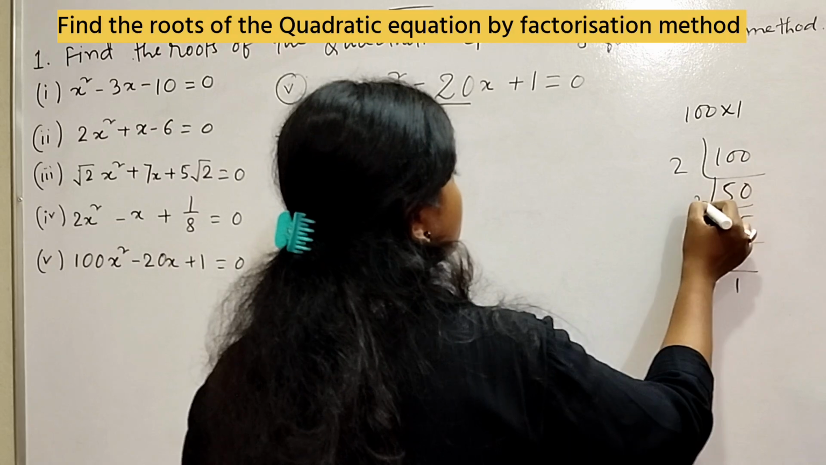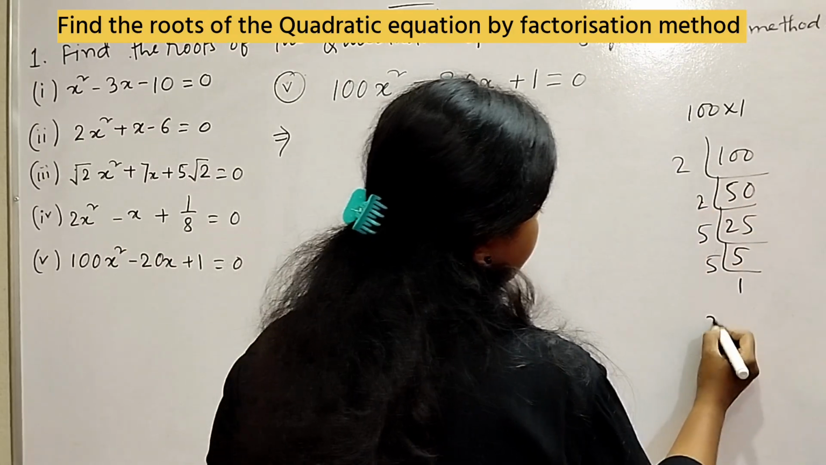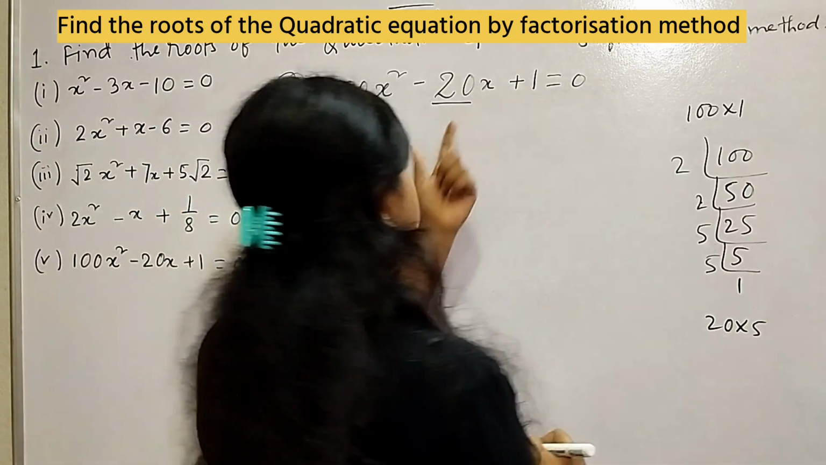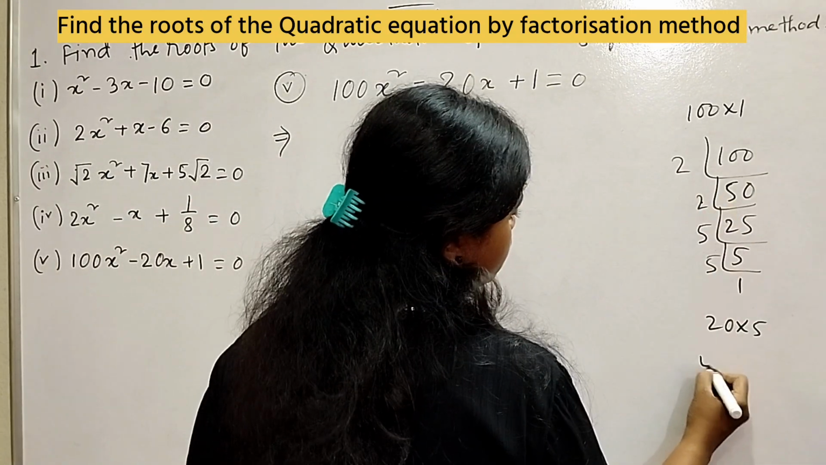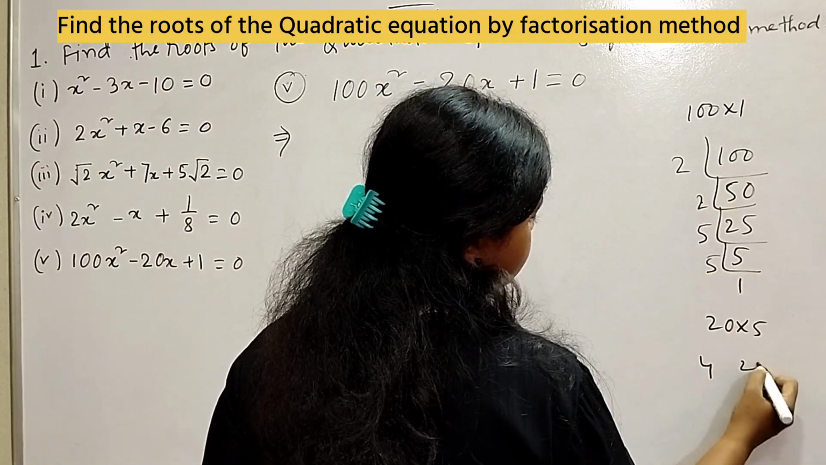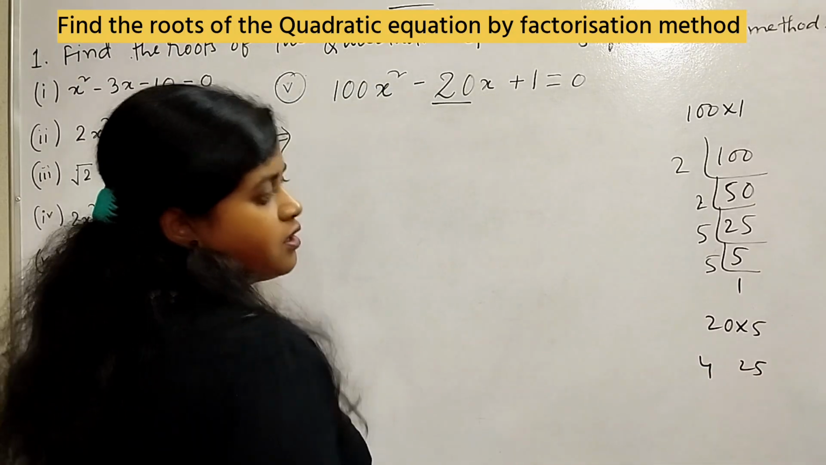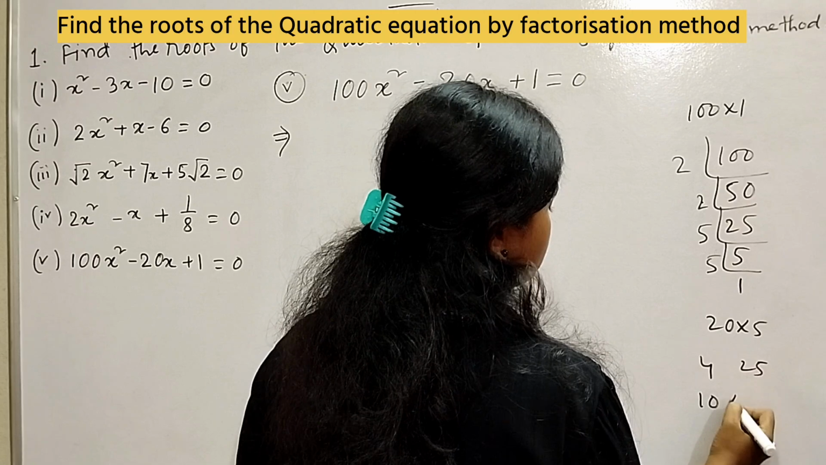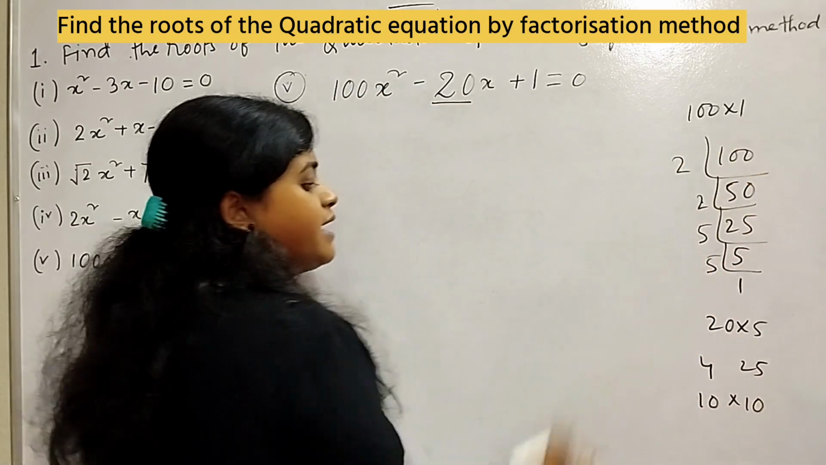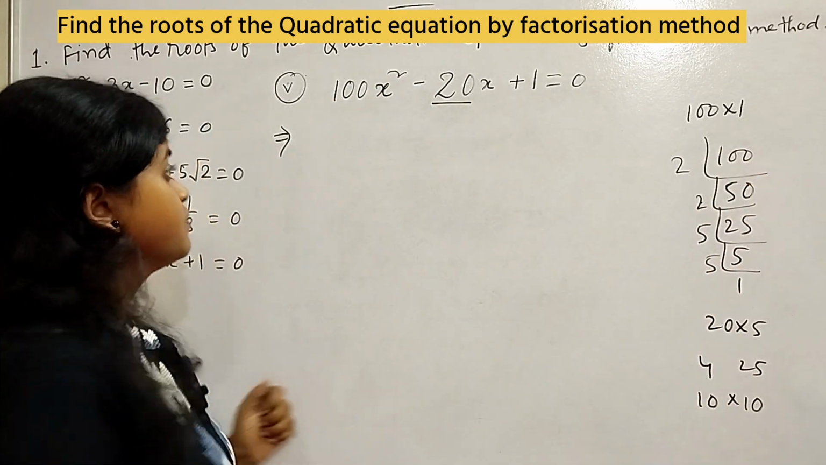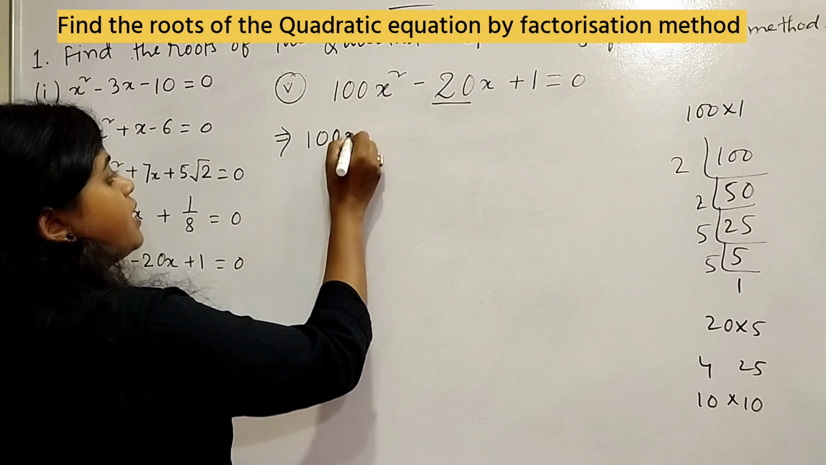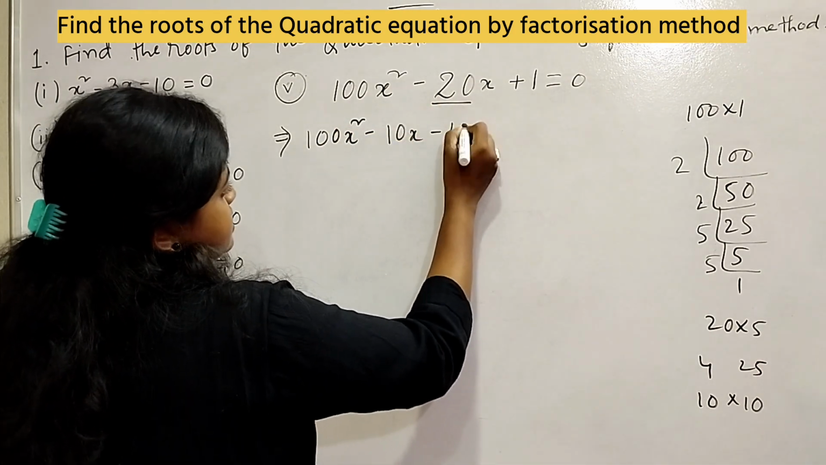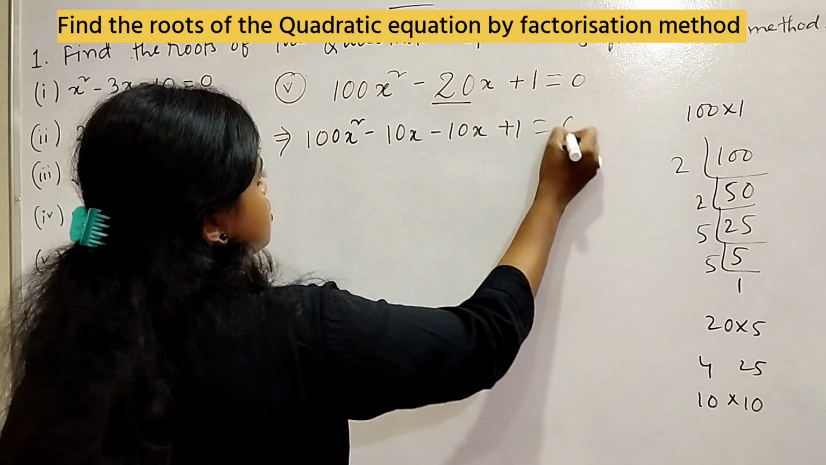2 2s are 4, 4 5s are 20 and 5, but 20 and 5 cannot make 20. 2 2s are 4 and 5 5s are 25, this also cannot work. 5 5s are 10 and 5 2s are 10 also. So 10 into 10 is 100 and 10 plus 10 becomes 20. So 100x square minus 10x minus 10x plus 1 equals to 0.